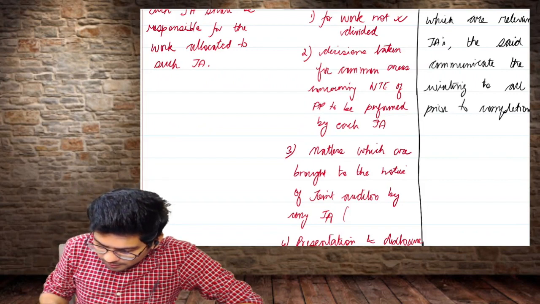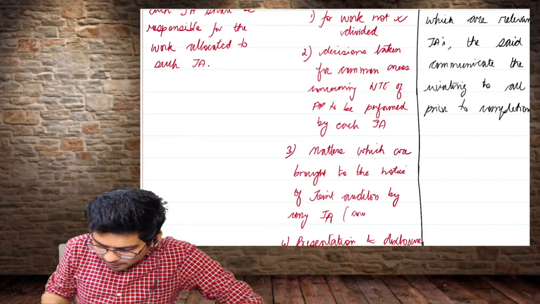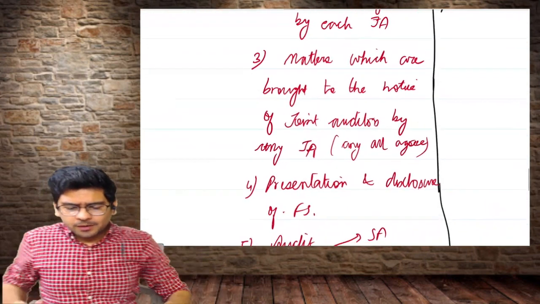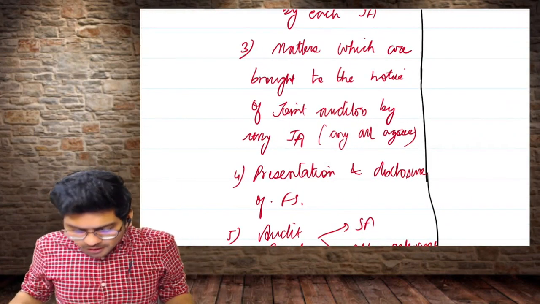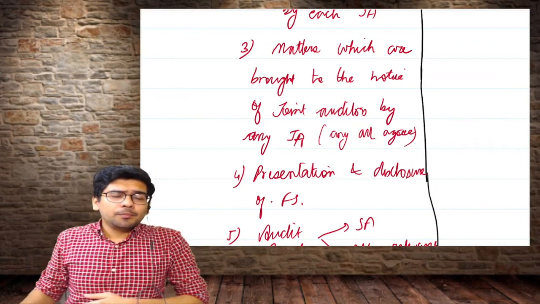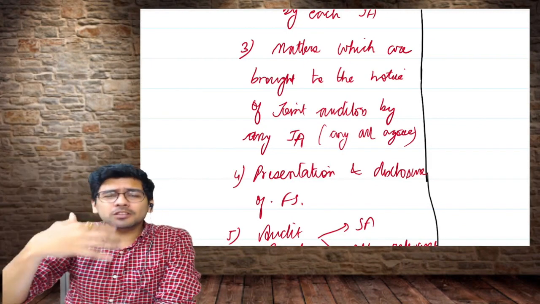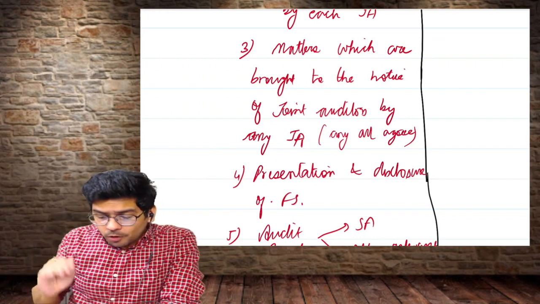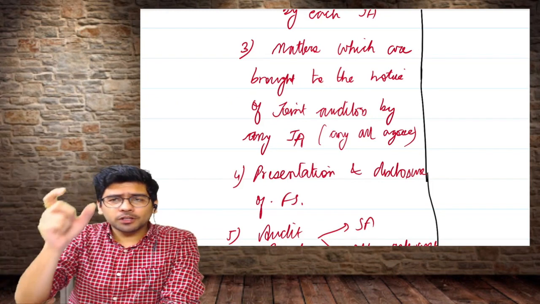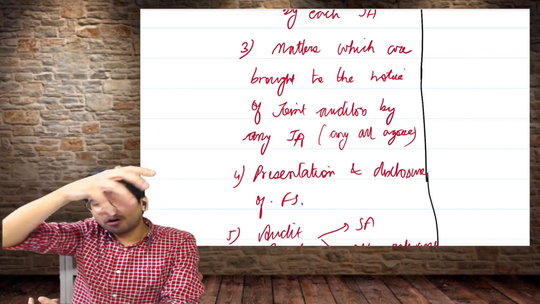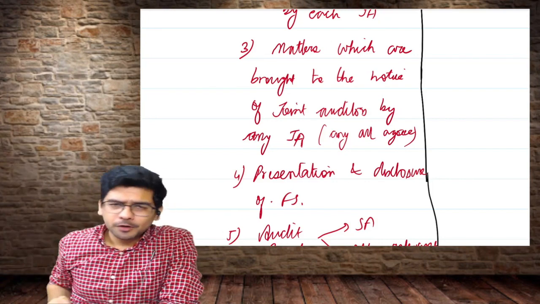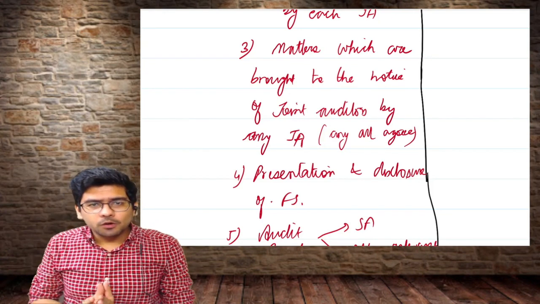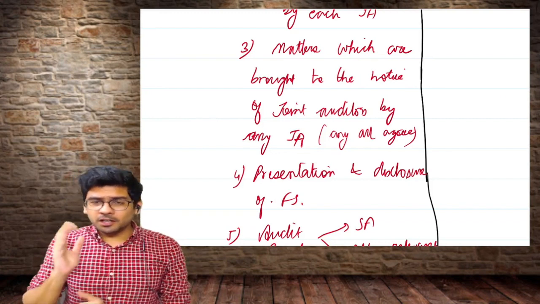Now, third point: matters which are brought to the notice of joint auditors by any other joint auditor, and they all agree. This also should be a point here. Now please understand, let's say Mr. A was auditing the North Division. He comes across a situation and informs B about it. So joint auditor A and company informs certain aspects to B and company, C and company, D and company also, and they all agree to it. Now when they have all agreed to this aspect, then it becomes a joint liability. Individual liability will not be there. It becomes a joint liability.